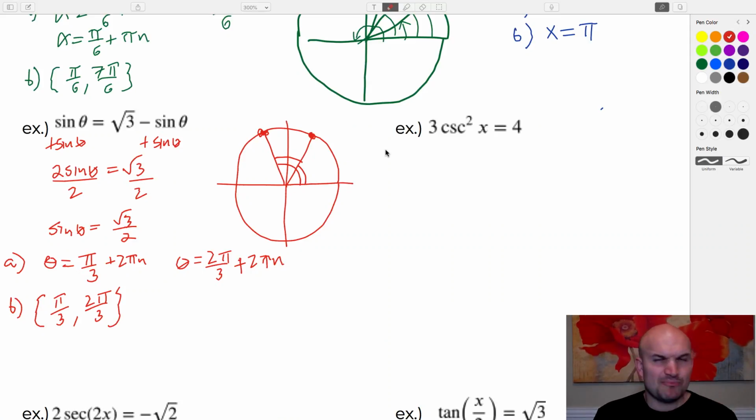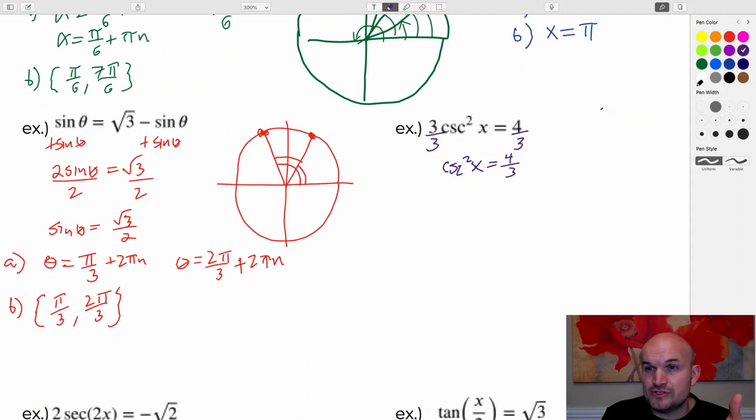So, same process that goes into this problem as the other ones: isolate the trigonometric function. So the first thing we're going to want to do here is divide by 3. And when we divide by 3, we get cosecant squared of x equals 4/3. Now, I need to get rid of the square, so I'm going to introduce the square root.